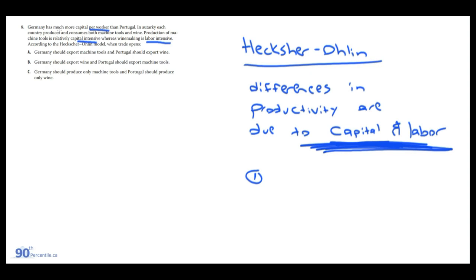So here we have Germany has much more capital, and production of machine tools is capital intensive. So if they already have so much capital and they don't have a lot of labor for wine, then what they should do is export what they have an abundance of, so machine tools, and import wine, right? So that's going to be right here. Yes, we have Germany exporting machine tools, and the flip side of that, Germany importing wine, is Portugal exporting wine, same thing.